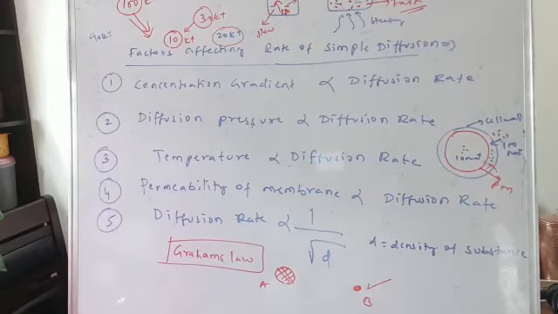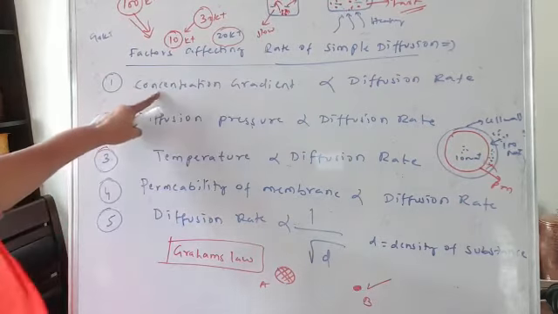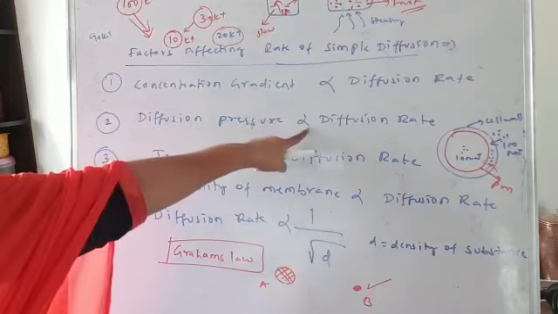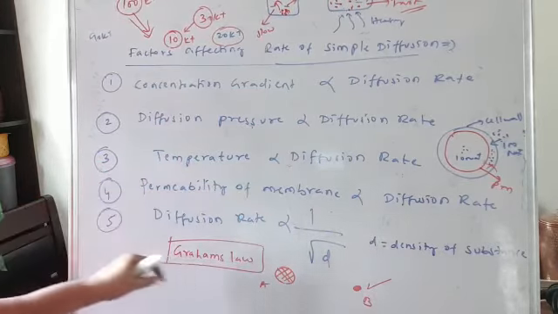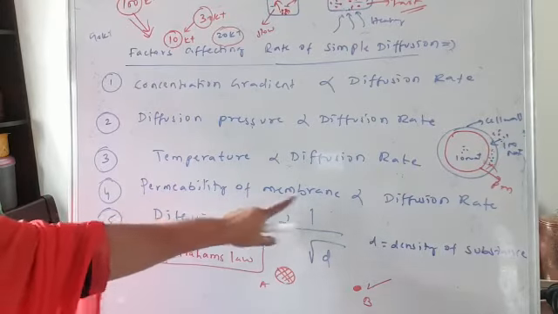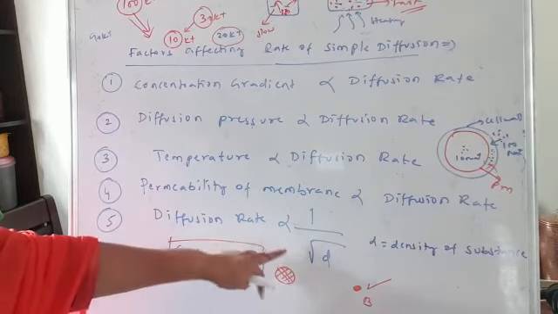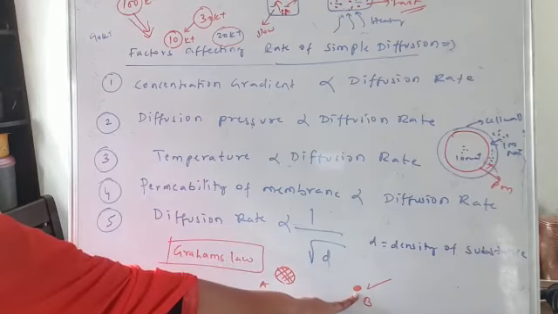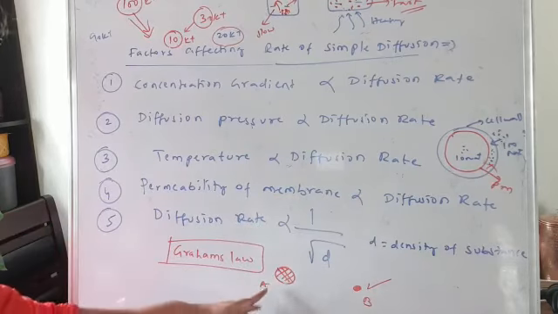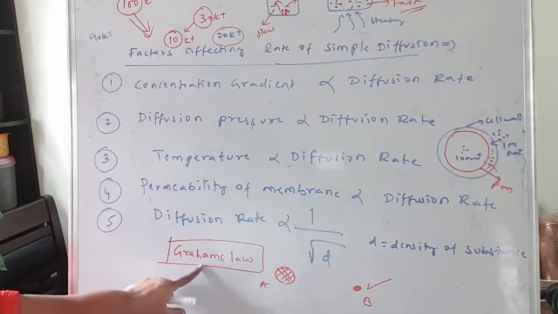So these are all the factors affecting the rate of simple diffusion. Concentration gradient, directly proportional to diffusion rate. Diffusion pressure is directly proportional to diffusion rate. Temperature is directly proportional to diffusion rate. Permeability of membrane is directly proportional to diffusion rate. But diffusion rate is inversely proportional to the density of the substance. Less the density of the substance, more the diffusion rate. More the density of the substance, less diffusion rate. And this particular law is also known as Graham's law.